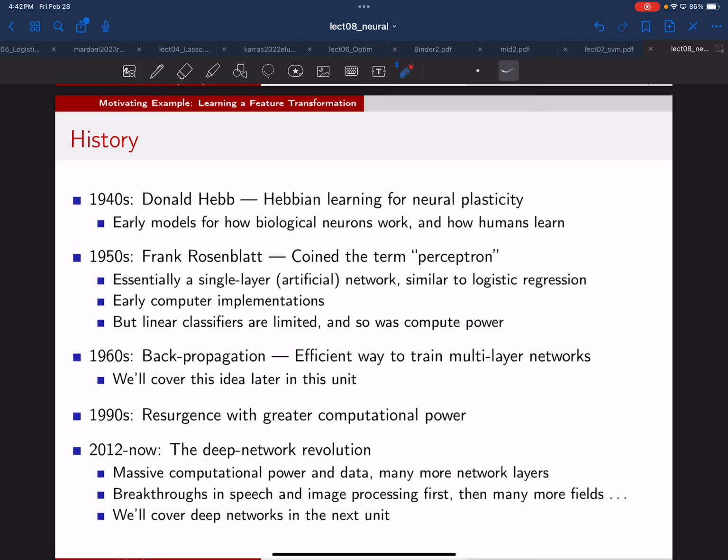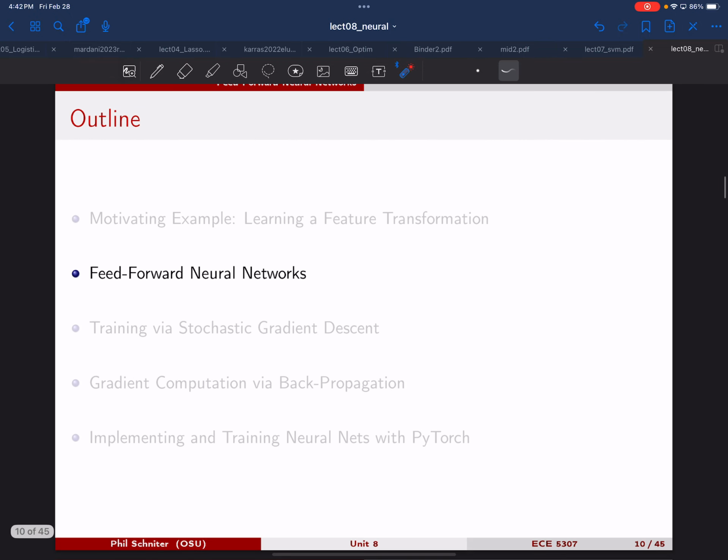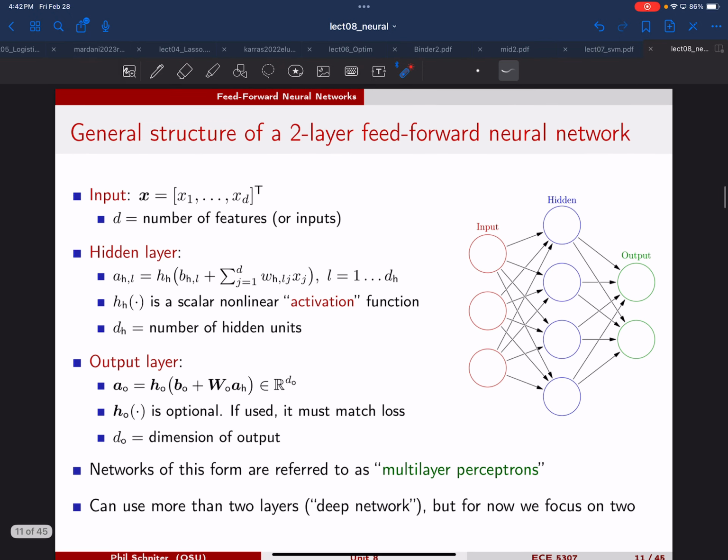But for now, we're going to focus on these two-layer networks and try to understand them pretty thoroughly so that we can see what happens when we have more layers than two. Okay, so that's a bit of history. And so now let's just talk a little bit more generally about these two-layer neural networks.